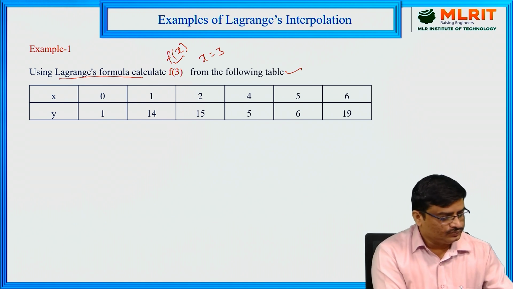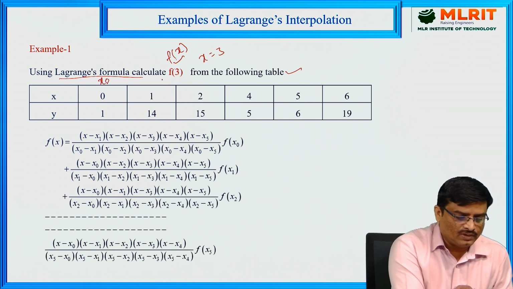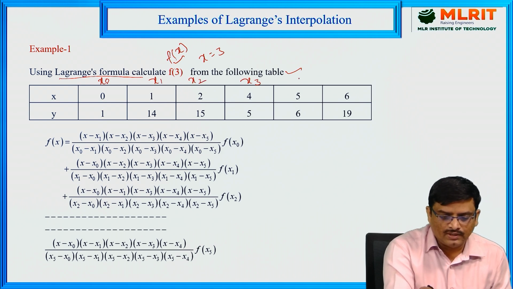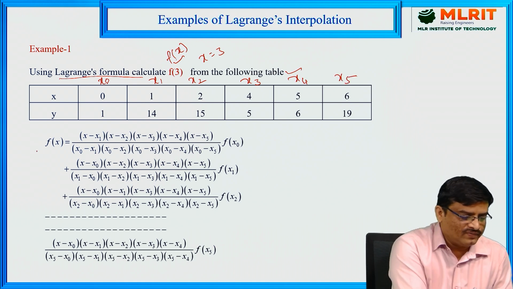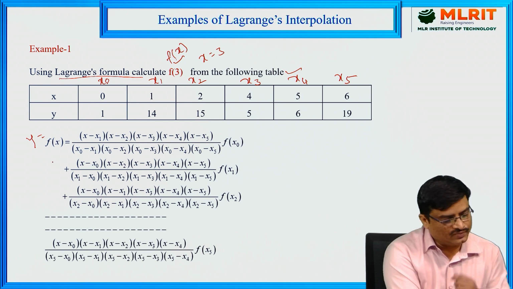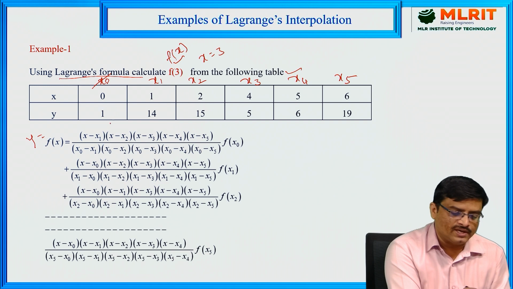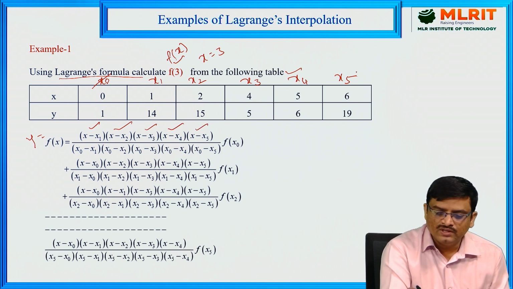Okay, now this is our formula here. So you take this one as x0, and this is x1, this is x2, x3, this is x4, and this is x5. So f of x is equal to, or we can take y is equal to f of x. So first, as we discussed in the previous slide, we will neglect this x0 and start with x1. So x minus x1, x minus x2, x minus x3, x minus x4, x minus x5. So x5 is our last value, so we have to take up to x5.